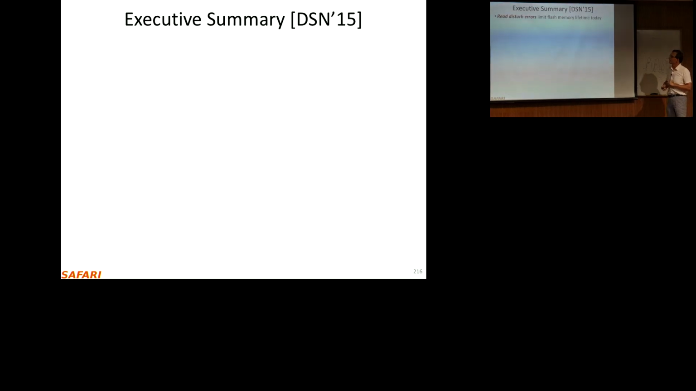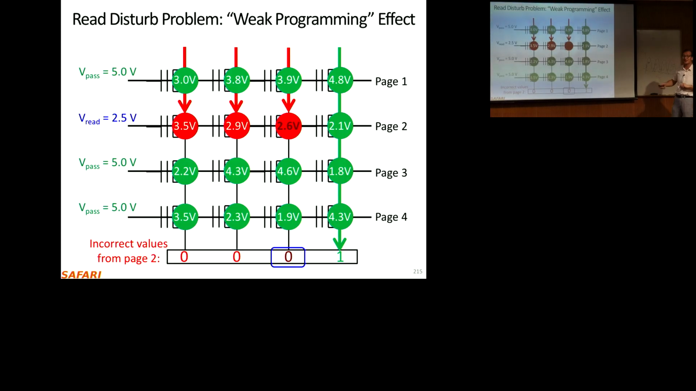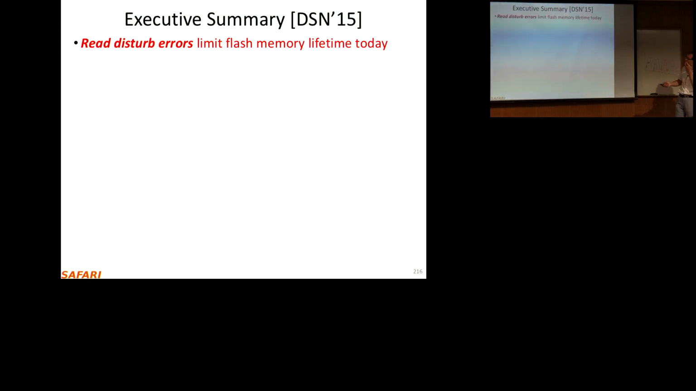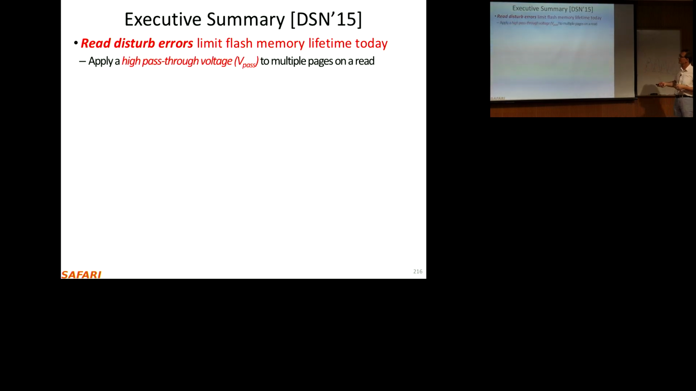So if your ECC can correct this, that's great. But this eats away from your error correction capability of your ECC. So basically, this is what we analyzed in our DSM paper. They actually limit flash memory lifetime today because if you get rid of retention errors, if you get rid of some of the other errors that I haven't described, read disturb errors remain, and you need to handle them.